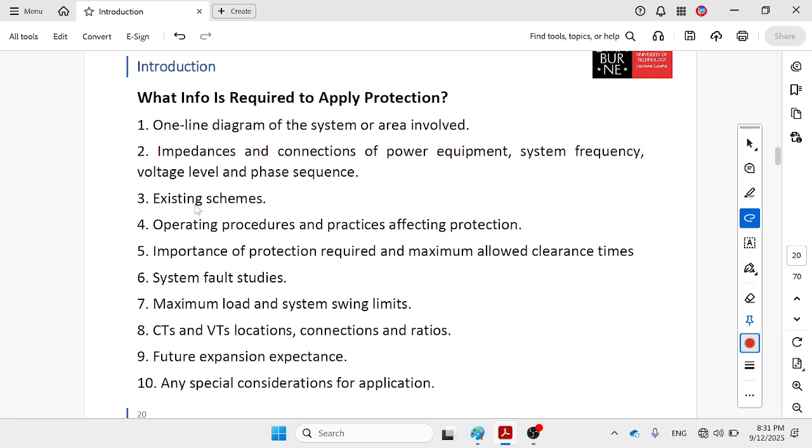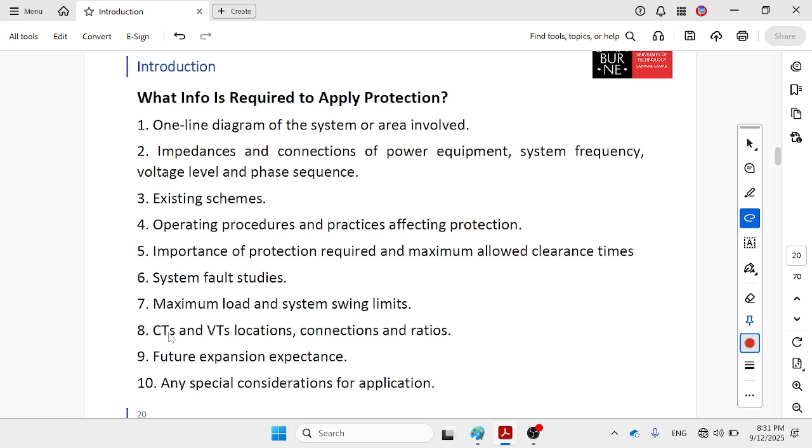Then you should find out the meaning of existing schemes, operating procedure, importance of protection, and the maximum allowable time to clear the fault. It is the same as a fever, which usually we say shouldn't be over 40 or 42 Celsius degrees for a human. The power system cannot withstand a fault for a long, long time. So there is a set time for each device. This is given by the manufacturer. For some very important devices, not more than 1 second. So the fault current cannot be withstood for more than 1 second.